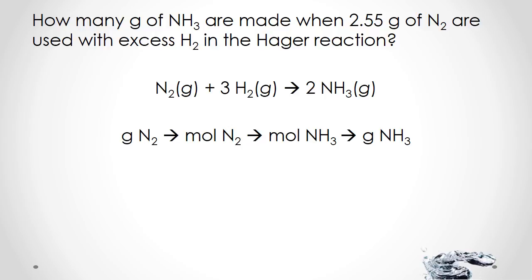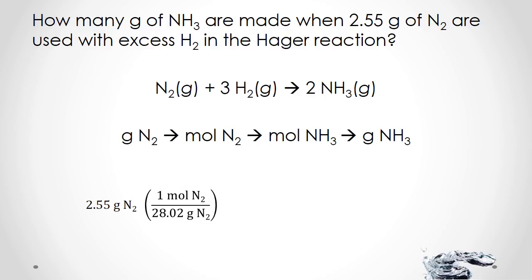So the first thing we want to do is start by writing down our starting mass of N2, the 2.55 grams. Then to convert from grams to moles of N2, we need to use the molar mass. Nitrogen by itself is 14.01 grams per mole, but because there's 2 in N2, we have a mass of 28.02 grams per mole. Well, we got to put the grams on the bottom and moles on top. So we have our conversion factor of 1 mole of N2 divided by 28.02 grams of N2.